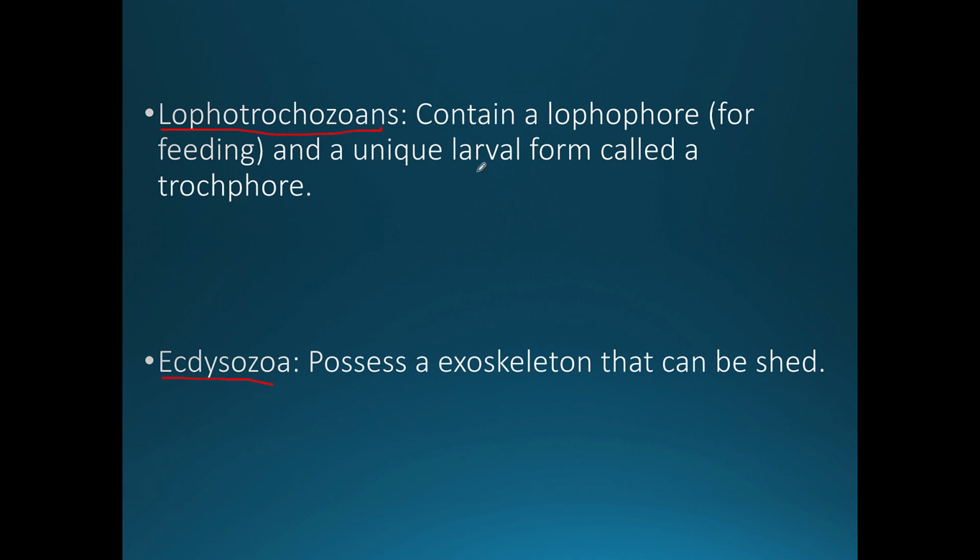The Lophotrochozoas are classified in this group because they all contain a structure called a lophophore, which we'll talk about in a moment, that is used for feeding, and a unique larval form called a trochophore. The Ecdysozoas possess an exoskeleton that can be shed. So that's what distinguishes this group. And we'll talk about these, as I said, in the next video podcast.